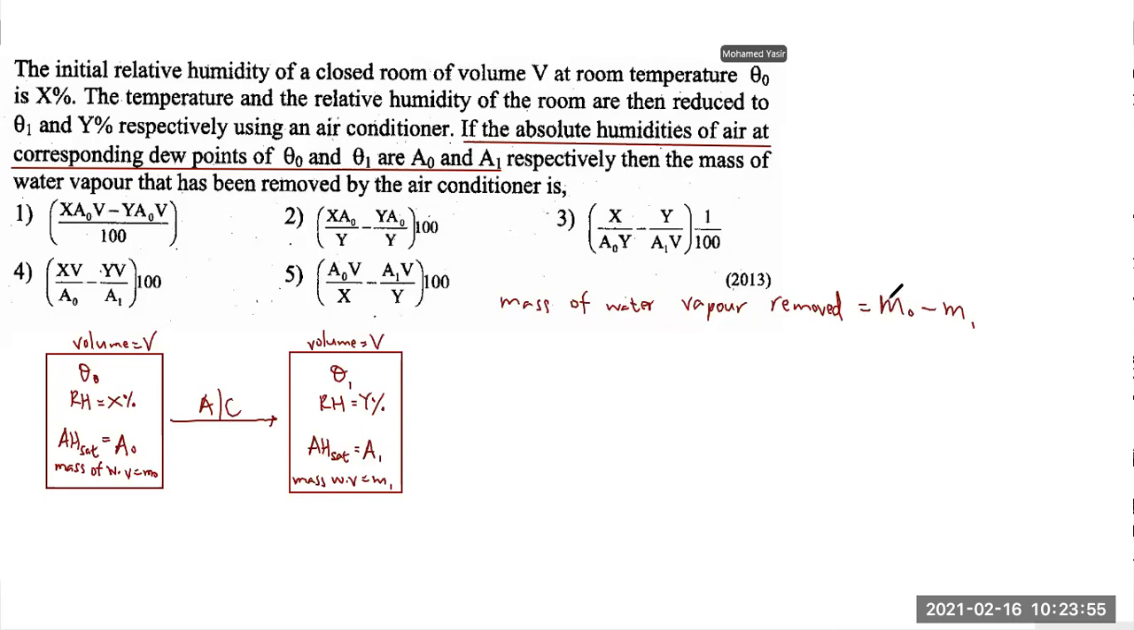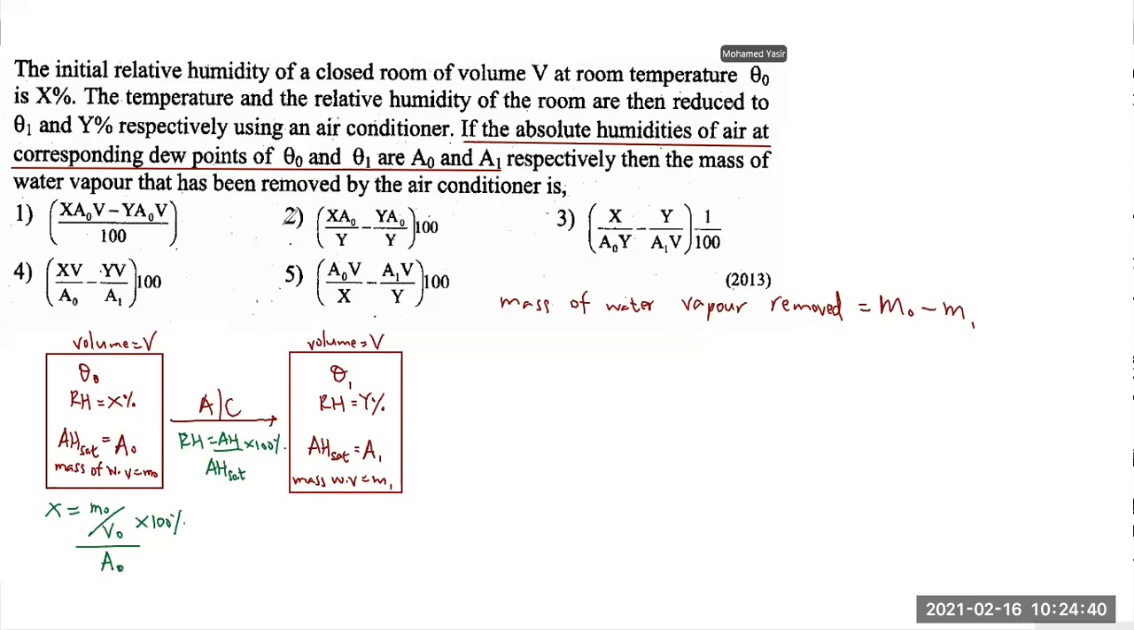Then you need to find an equation for m naught and m1 separately. That's very easy. How do you do that? You can apply the relative humidity equation. Now we all know the equation for relative humidity. Relative humidity is equal to the absolute humidity of the particular room divided by the absolute humidity of saturated vapor, into 100. That is the equation. If I apply that equation for this room, x equals AH for this room, which is m naught divided by V naught, over the absolute humidity of saturated vapor, which is going to be A naught, into 100.